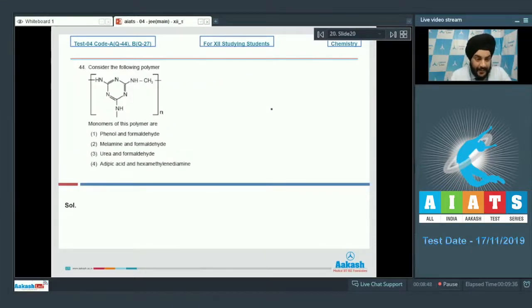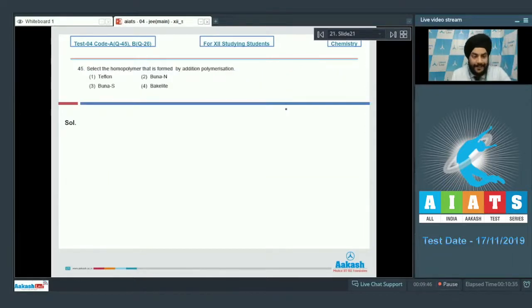Okay. Question number 44. Consider the following polymer. If we look at the compound given to us, students, we can clearly see that this polymer consists of melamine, and then there is a CH2 group which must have come from the formaldehyde. Students, this is a melamine formaldehyde resin or melamine formaldehyde polymer, and if we look at the options which are given to us, we have to mark the correct answer as option 2. Question number 45.